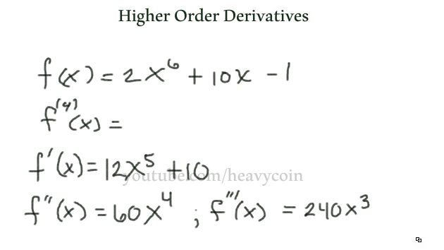So the fourth derivative, we're going to take the derivative of this guy right here. And, let's see, 20, 12. Trying to do that math in my head here. I believe that's going to be 720x squared. So that would be the fourth derivative.